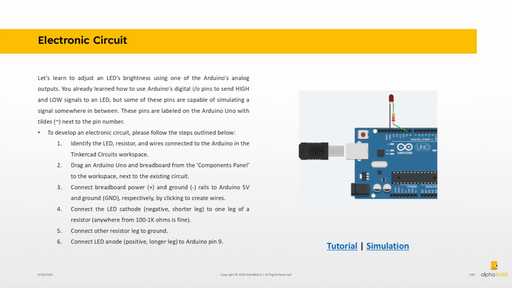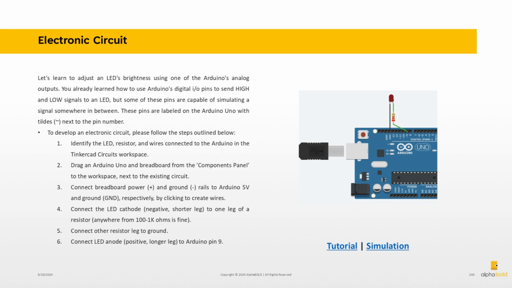Identify the LED, resistor, and wires connected to the Arduino in the Tinkercad Circuits workspace. Drag an Arduino Uno and breadboard from the Components panel to the workspace, next to the existing circuit. Connect breadboard power, plus, and ground rails to Arduino 5V and ground GND, respectively, by clicking to create wires.